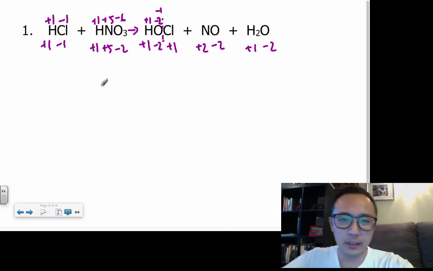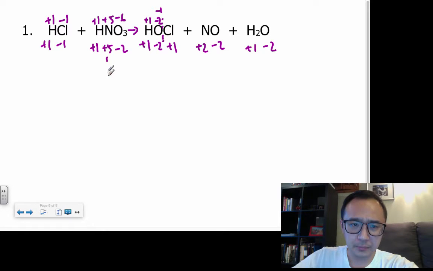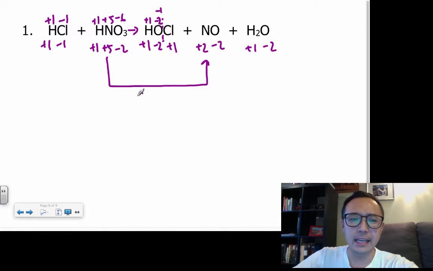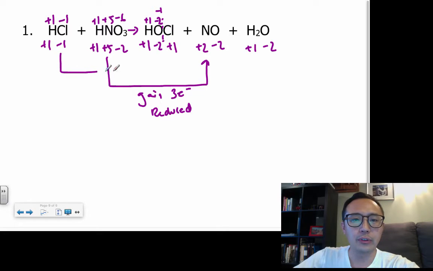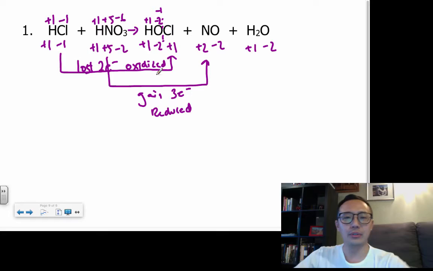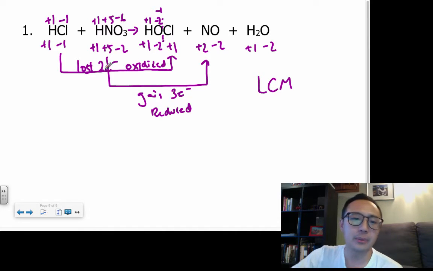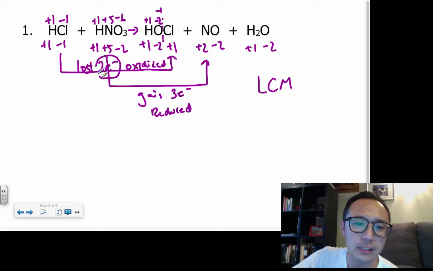So let's identify the redox reaction here. Nitrogen is going to gain 3 electrons, so this is going to be your reduced one. And then we can see that your chlorine here has lost 2 electrons, making it oxidized. So now, the next step of balancing this, we have to look for the lowest common multiple between these electrons that have been moved.